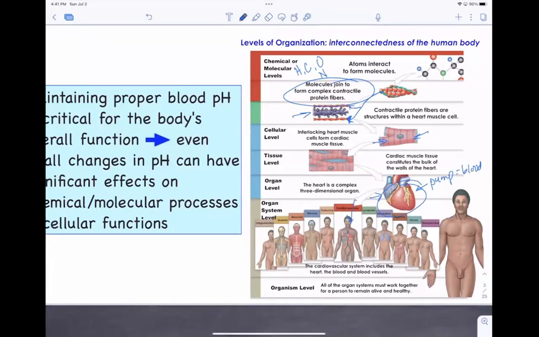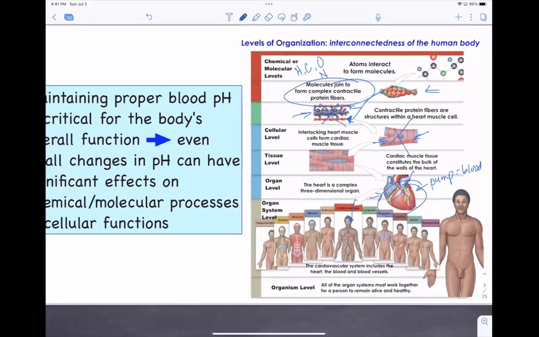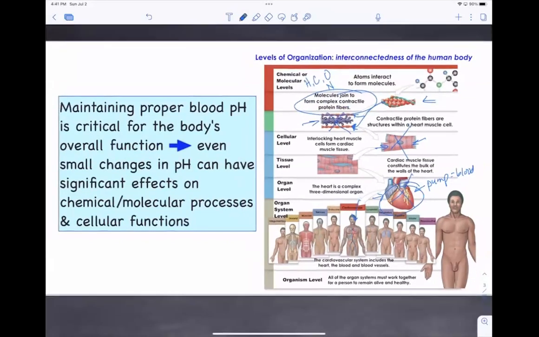Now, on the other side of the spectrum, if these molecules are not structurally correct, they're not going to function correctly. That means the cell can't contract. That means the heart can't pump blood. And so pH actually can affect things at the level of the molecules, and those molecules then can affect the shape.